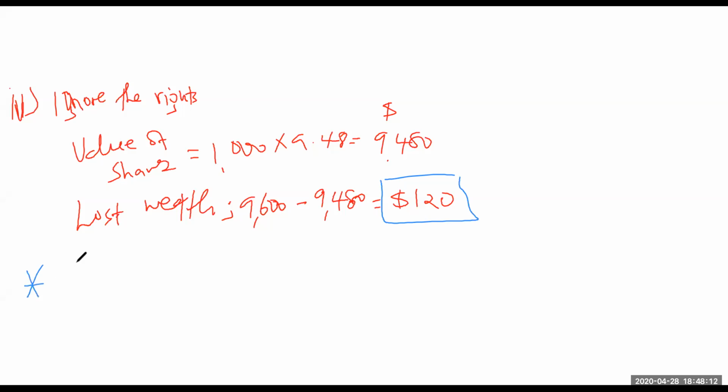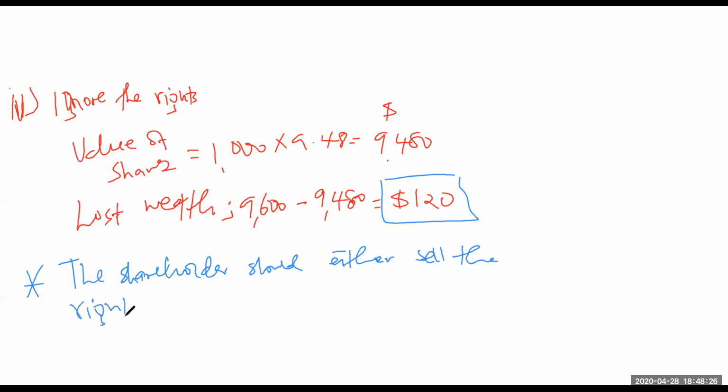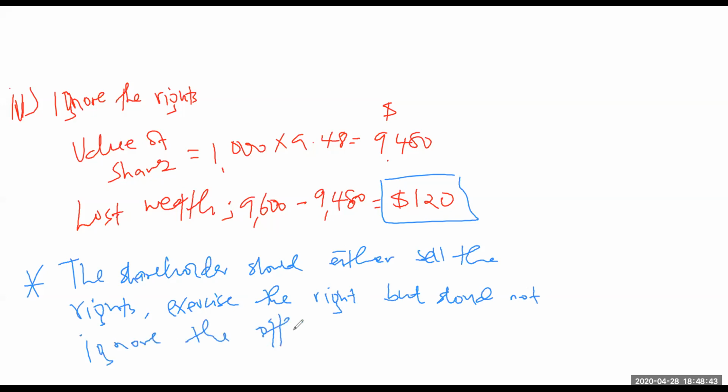The shareholder should either sell the rights or exercise the rights, but should not ignore the offer. Maybe just to write down the advice: sell the rights, exercise the rights, but do not ignore the offer. As you see, there'll be lost wealth, but all the others you can do.